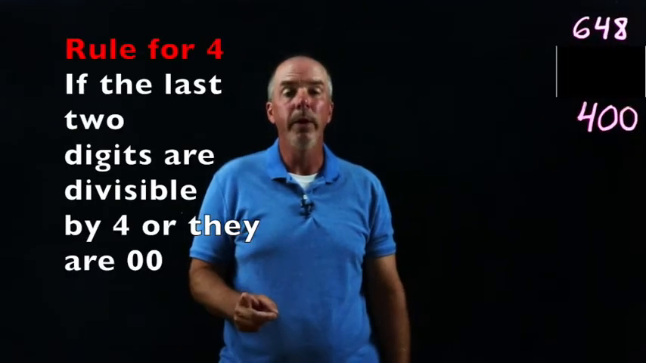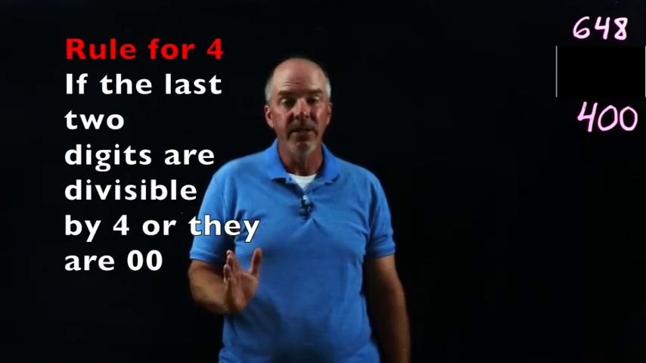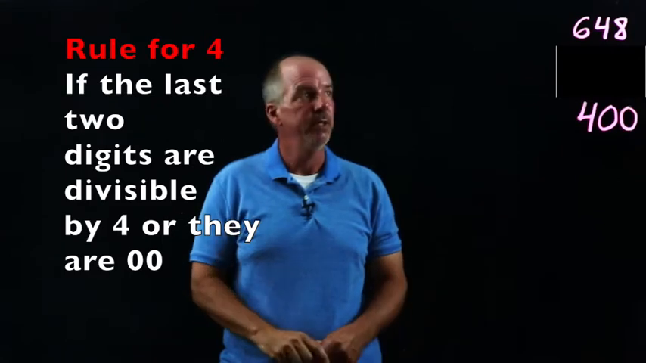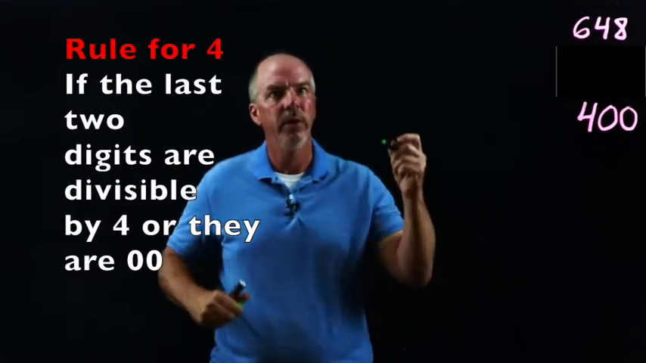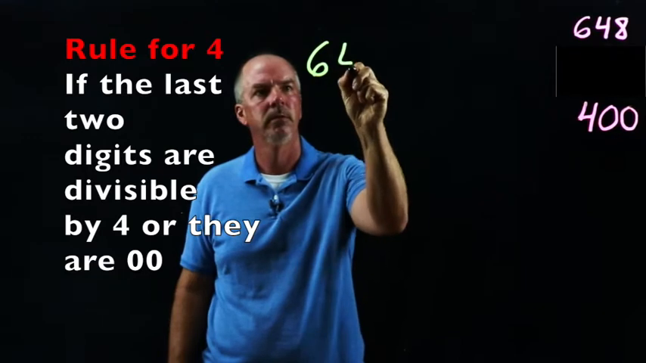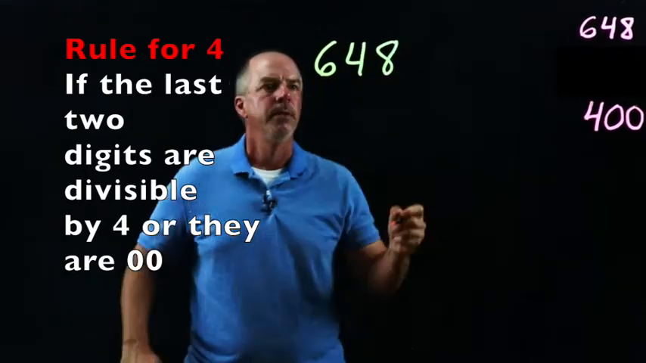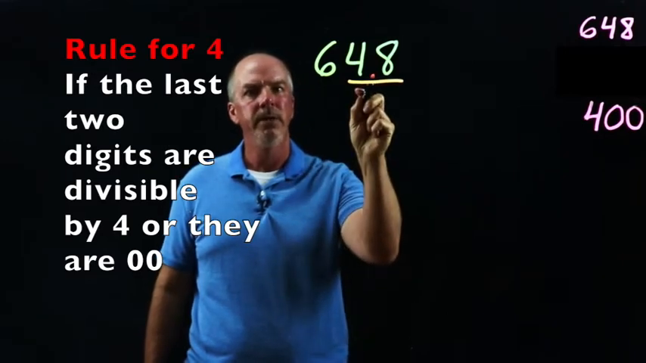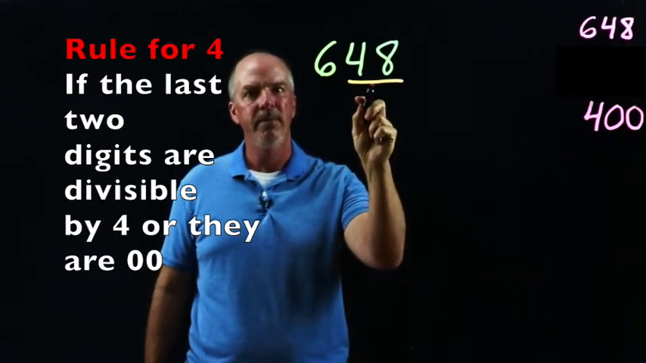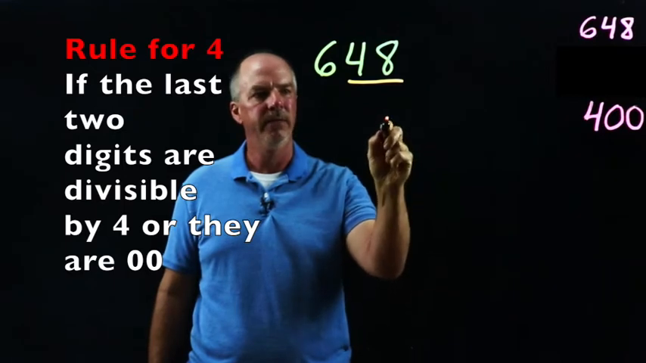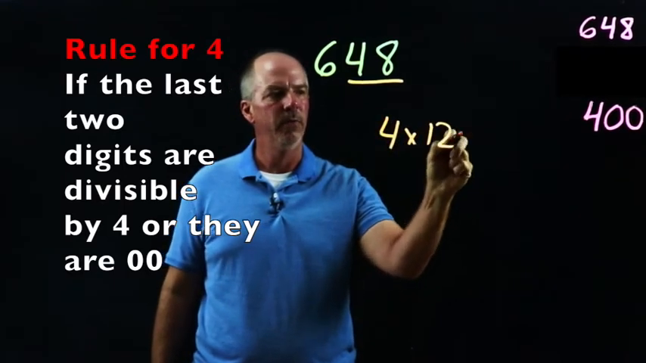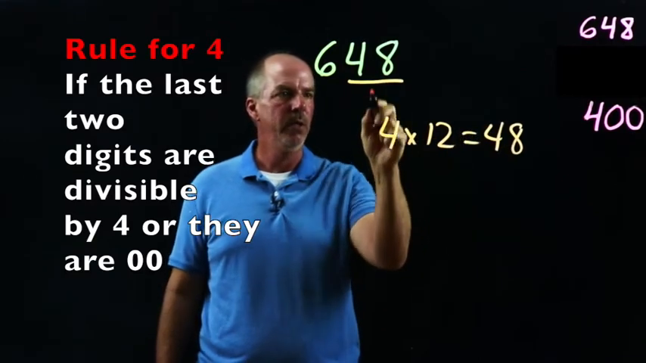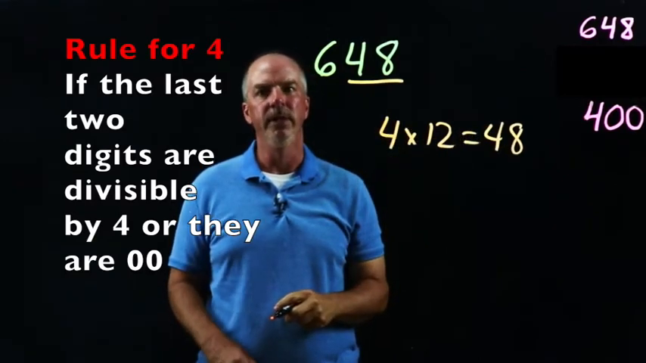Okay, the rule for 4 is if the last 2 digits in the number are divisible by 4, or if it ends with 0, 0. So let's look at this first example we have, 648. So the last 2 digits are 48, and we should know that 48 divided by 4 is 12 because that's a math fact. So 4 times 12 is 48, and that is a math fact. So 4 will go into 648 evenly.